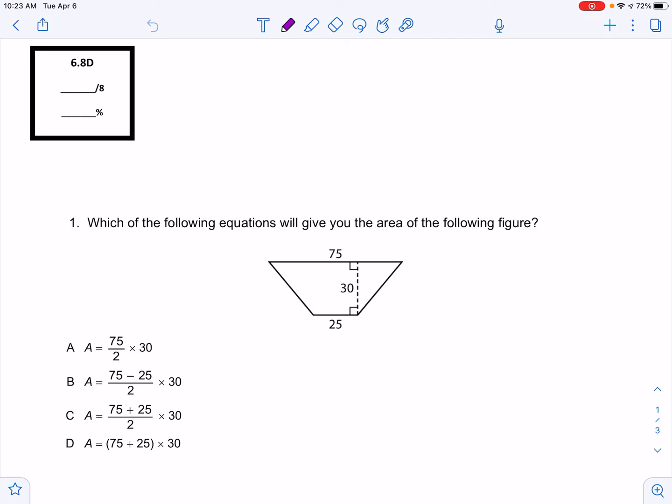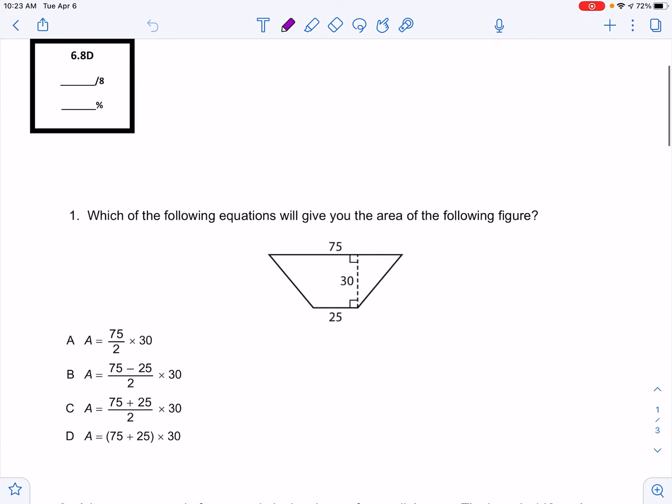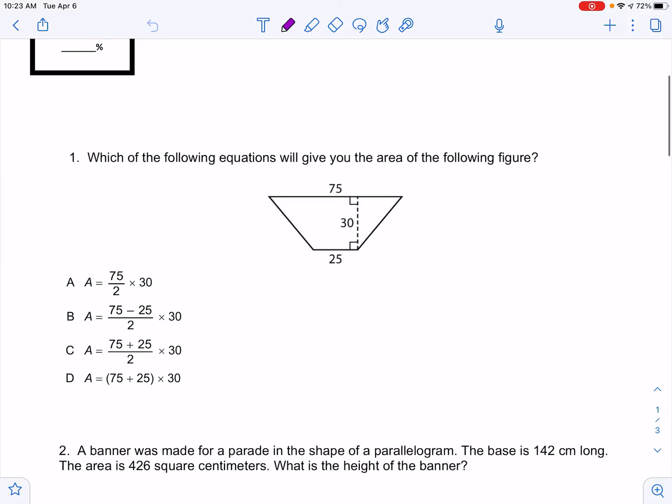Hello, today we're going to be going over the study guide for Unit 6, which will be talking about area of trapezoids, parallelograms, and triangles, and volume. Please make sure that you have your Math 6 STAAR reference materials in front of you so you can have access to the formulas.